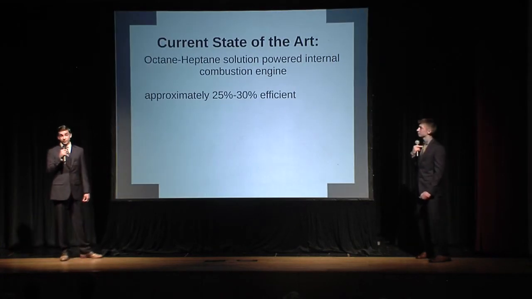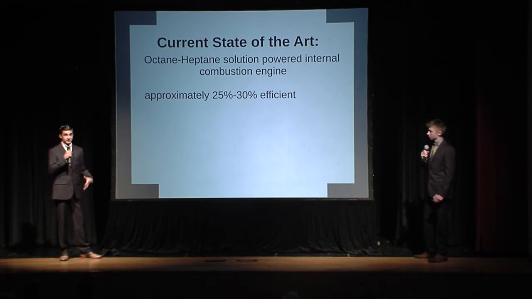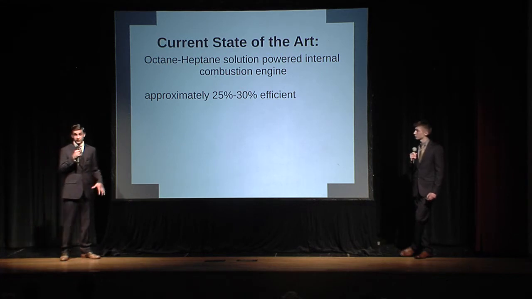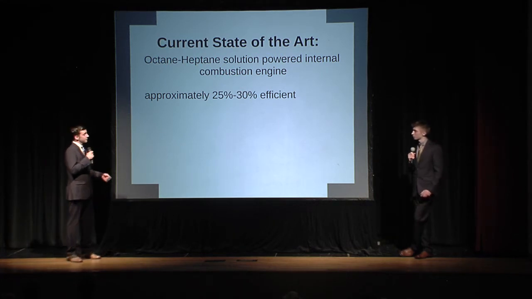So the average automobile that we use today is between 20 and 30% efficient. Now the problem with that is it's 70% inefficient. So if we could look into a way to make it more efficient to use, cheaper to operate, and better for the earth, that's what our project was aimed to do.